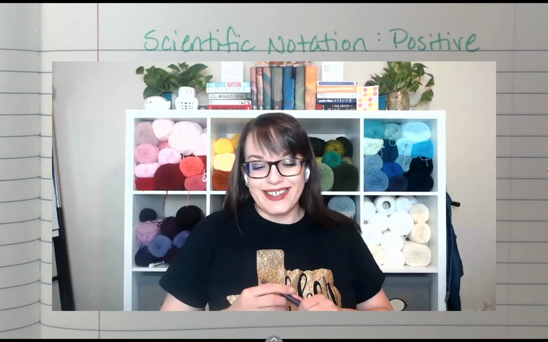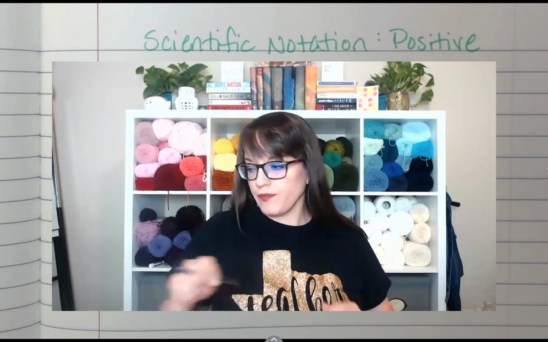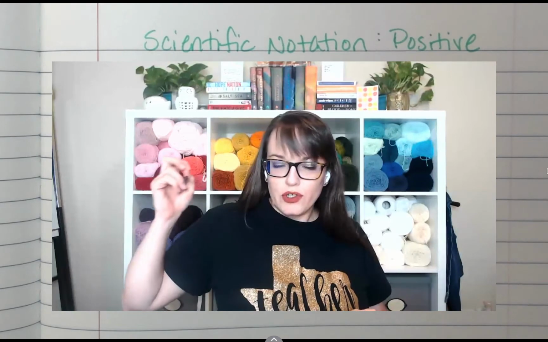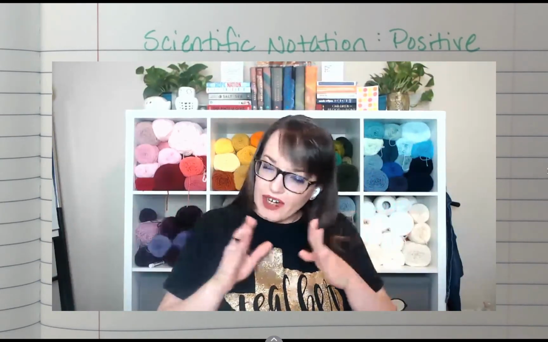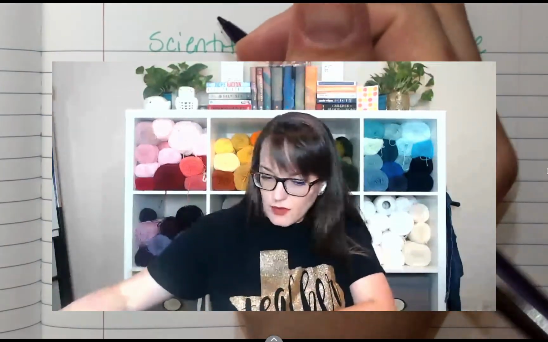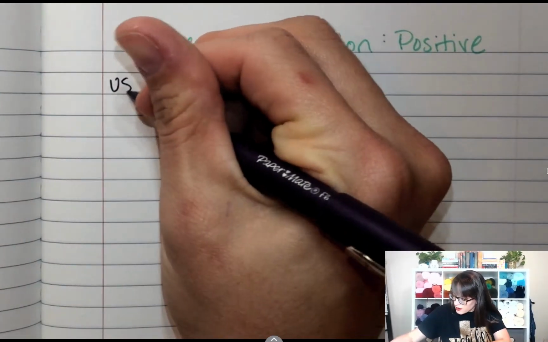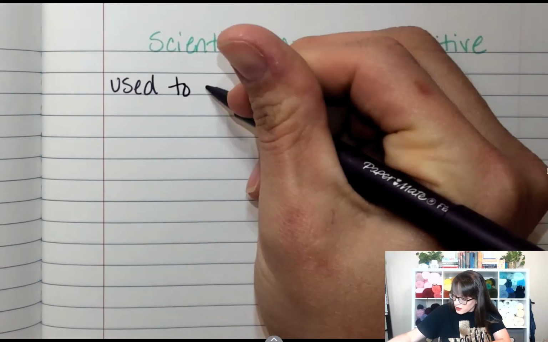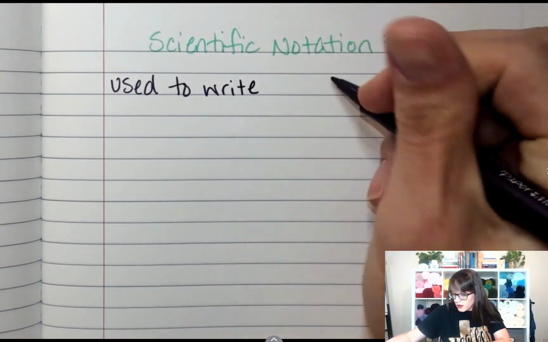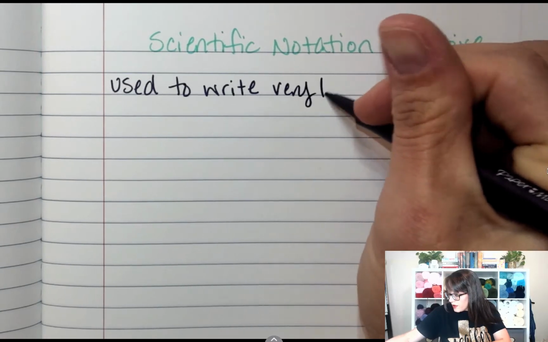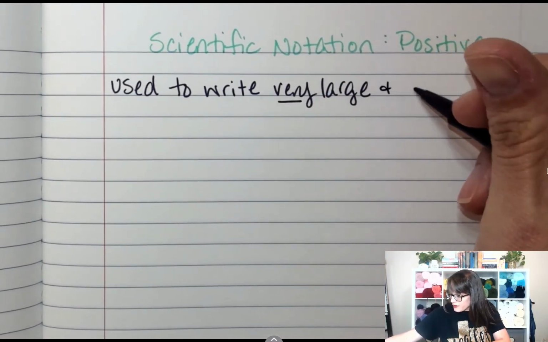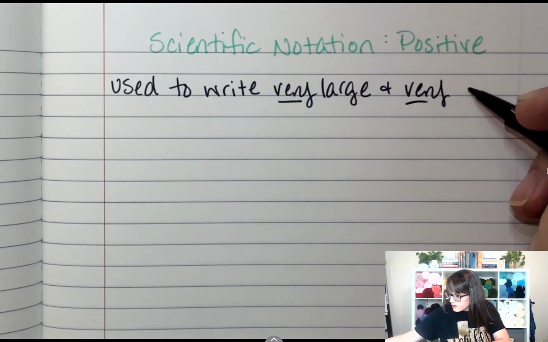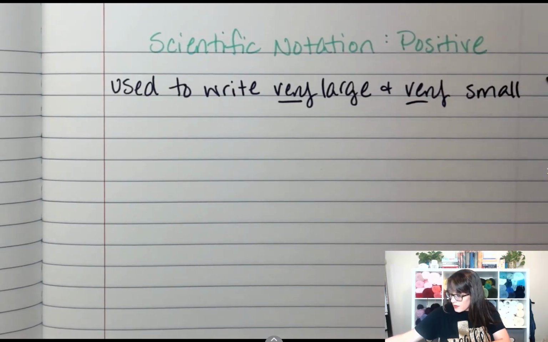let's talk about what is scientific notation. It's used to express very, very big numbers and very, very, very tiny numbers. Very large and very small. And I'm going to use hashtag for numbers.